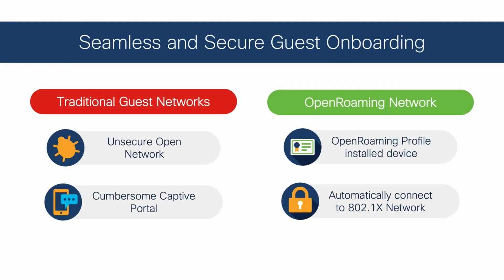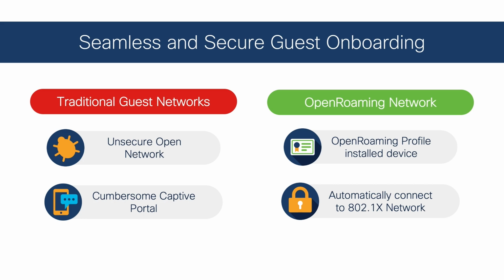Also, OpenRoaming will provide seamless and secure guest onboarding experiences because traditionally, guest wireless networks have been open networks that sometimes first show the user a captive portal where they will have to enter in their information before they can access the network. On open networks, your data is not secure, and unless you use something like a VPN, you're always at risk. And the captive portals are often cumbersome and sometimes do not trigger, causing the users to be caught in limbo where they're connected to the Wi-Fi network, but they actually cannot access anything.